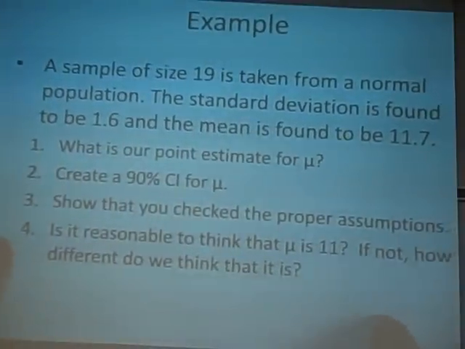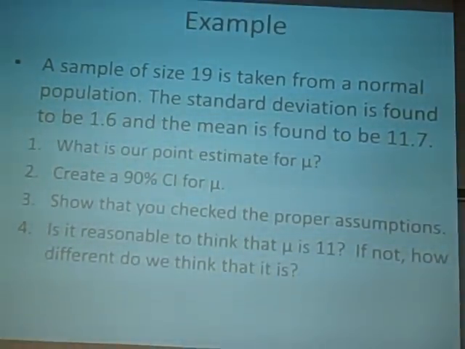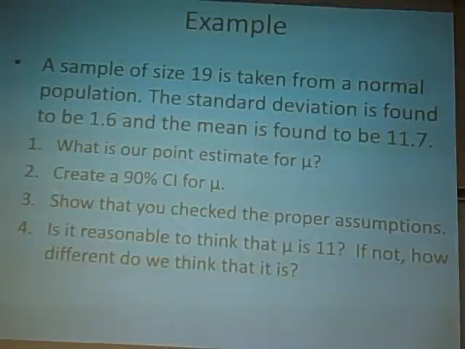All right, so first example. A sample of size 19 is taken from a normal population. The standard deviation is found to be 1.6 and the mean is found to be 11.7. So let's stop right here and write down what we're given.